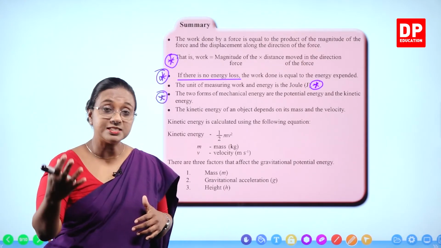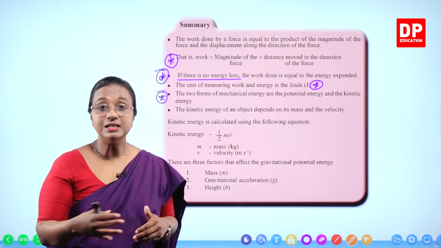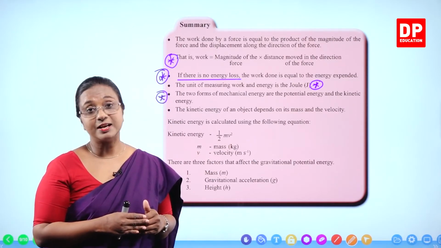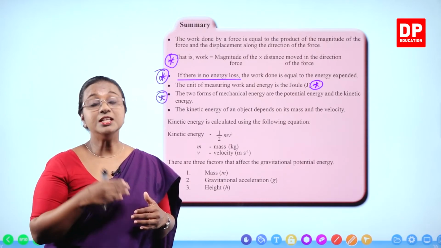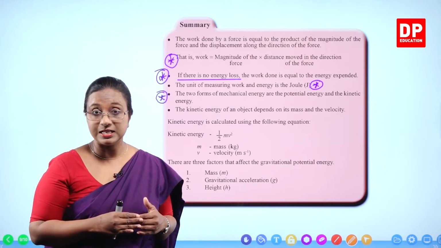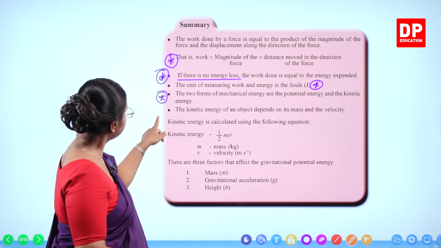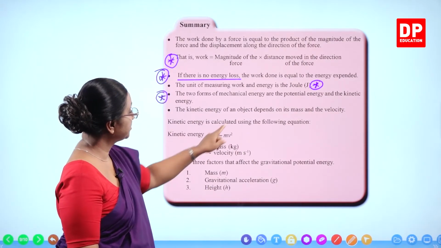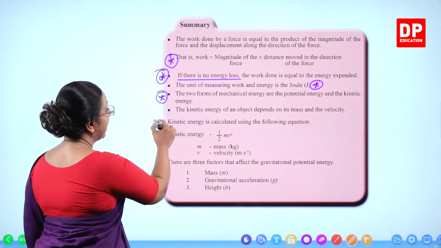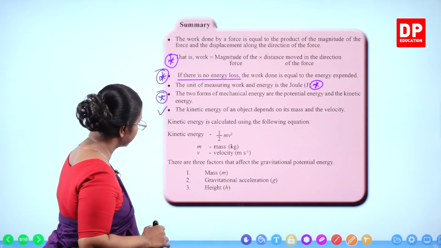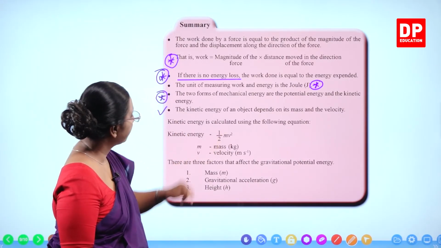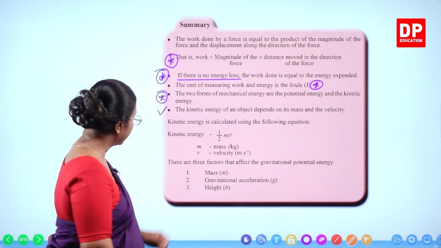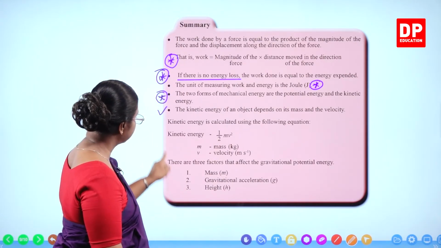If the object is heavier, the mass is higher, the kinetic energy is higher. If the object is moving with higher velocity, then also the kinetic energy is high. So the kinetic energy of an object depends on its mass and velocity. This is the next point. And the kinetic energy is calculated using the following equation. So that is again something that you have discussed.